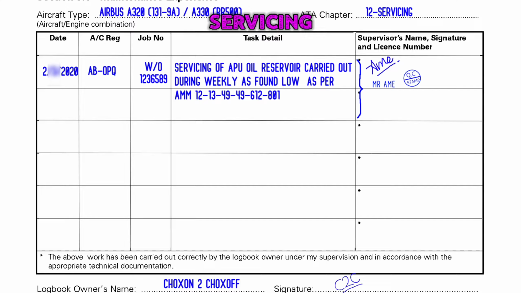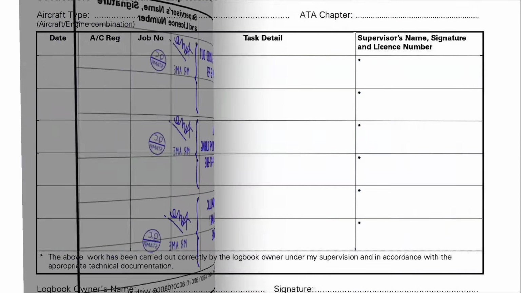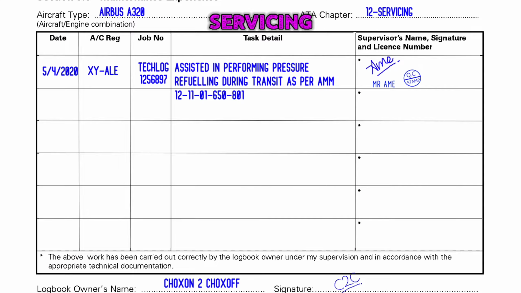Here is another example of servicing of APU oil reservoir. Then another example for performing replenishment of blue hydraulics reservoir with hand pump. Example for refueling, it also comes under chapter 12 servicing.